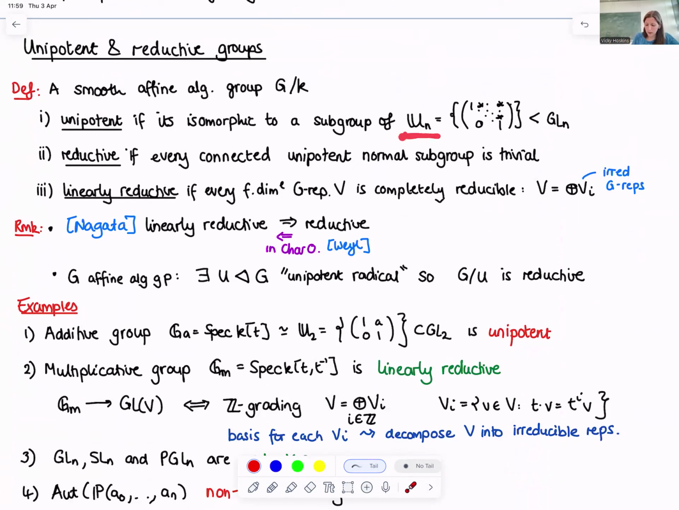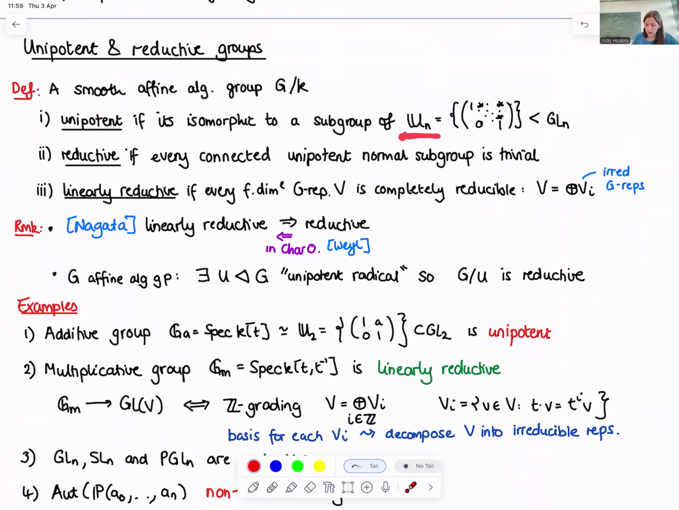tori on affine schemes. Okay, a little bit more complicated is that GL_n, SL_n, and PGL_n are reductive. I'm not going to explain this. It's just important because these groups often appear when you want to construct moduli spaces.